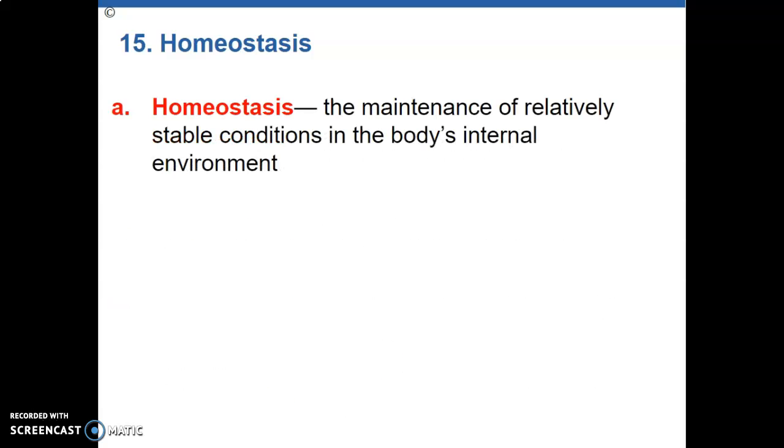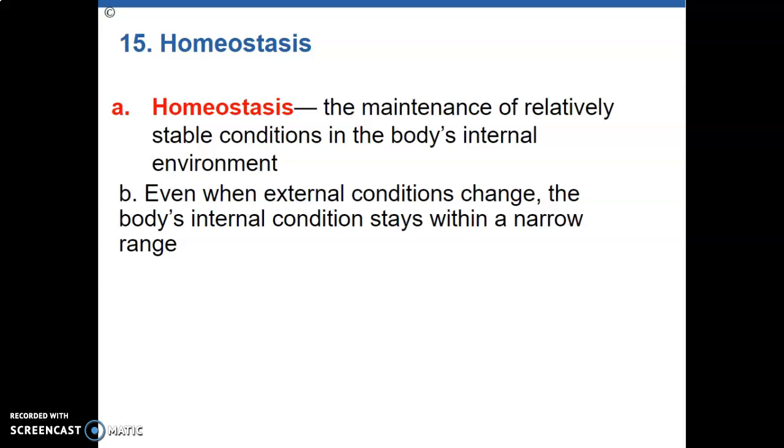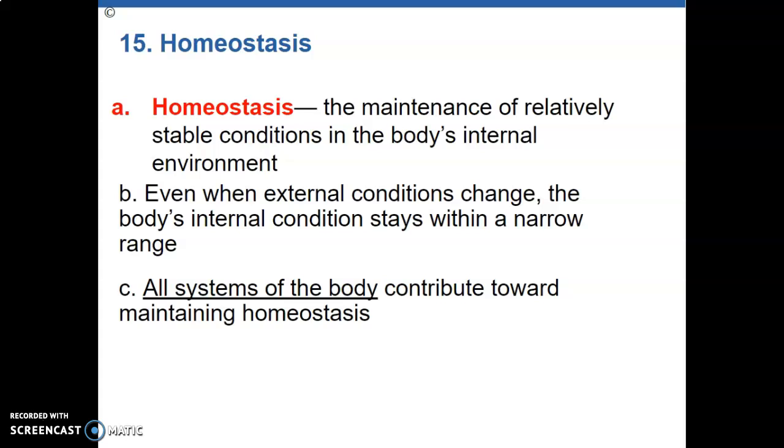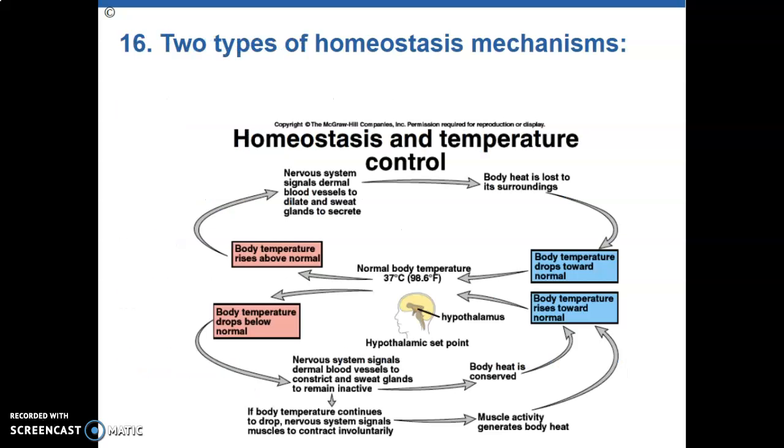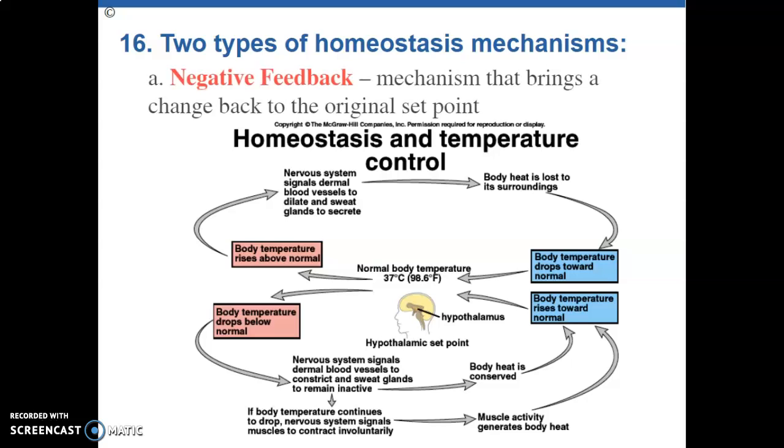Here's our definition of homeostasis. It's the maintenance of relatively stable conditions in the body's internal environment. So, even when external conditions change, the body's internal conditions stay within a tight, narrow range. The example that we'll go to on the next slide has to do with temperature, body temperature. I want you to note that all body systems contribute towards the maintenance of homeostasis. And finally, if the body's internal conditions change greatly, note that we call that illness. Illness can result.